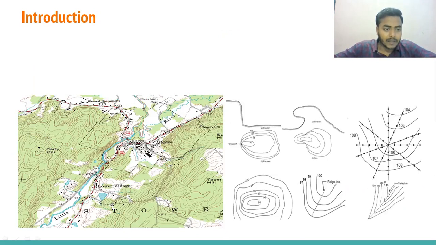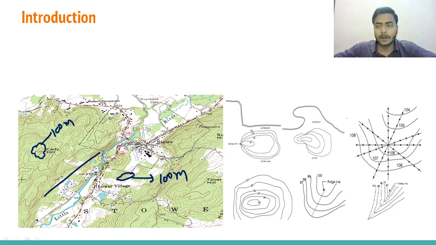Suppose here you can see a contour line. This can be 100 meters of elevation. Some other line here could possibly also be 100 meters. So these lines will not meet and form one line. So with the same elevation, two different contour lines can exist.